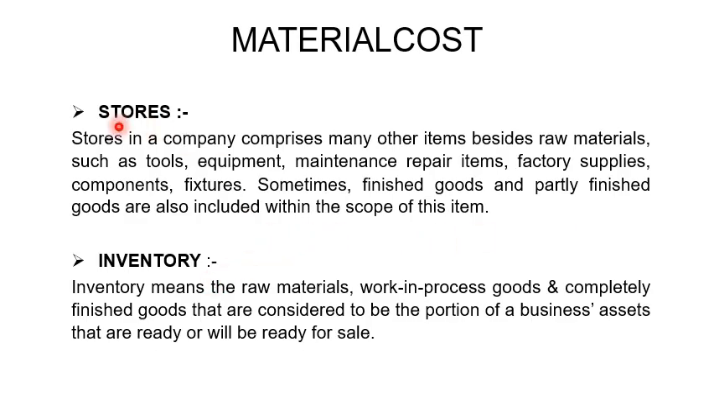Now, connected with material cost, there are two more concepts you have to learn. First is the stores. Stores in a company comprise many other items besides raw materials, such as tools, equipment, maintenance and repair items, factory supplies, components, fixtures, and sometimes finished goods and partly finished goods are also included within the scope of this item. Clear?